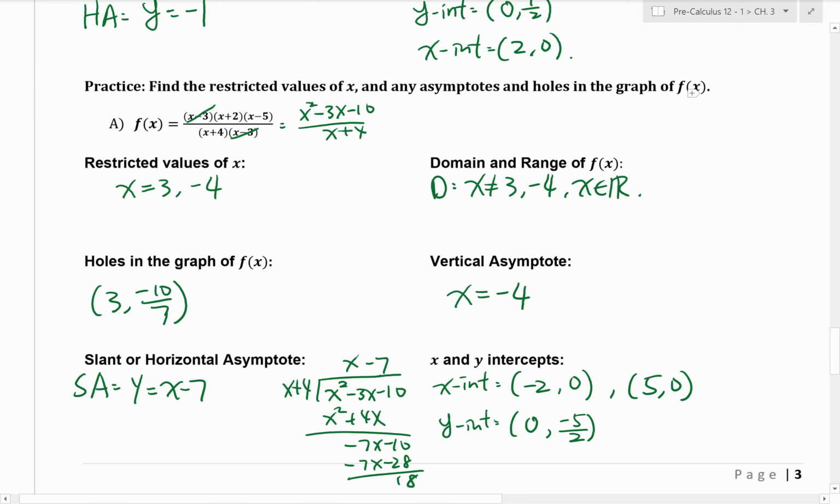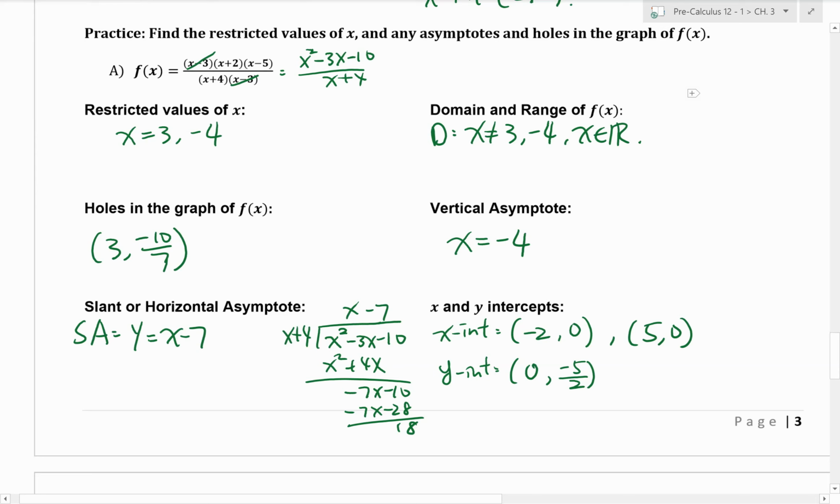Therefore, we would have a hole. You can see the restricted values are 3 and -4. That remains the same, whatever makes the denominator 0. Hence, that's our domain. x cannot equal 3 or -4, but it could be anything else. Again, I'm not going to ask for range in this case because it's not intuitive to get.